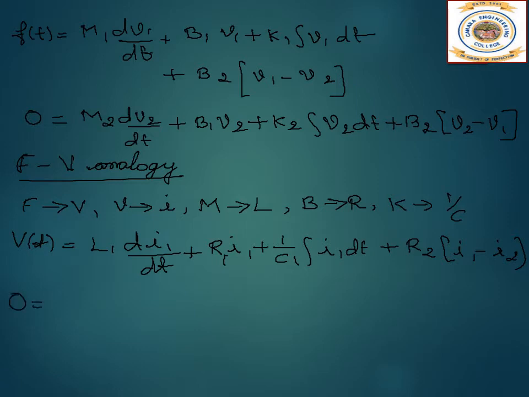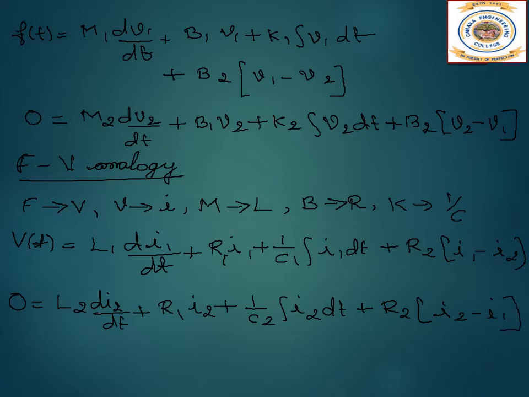Second equation, 0 equal to M2 will be L2 di2 by dt plus B1 is R1 I2 plus K2 is 1 by C2 integral I2 dt plus B2 is R2 into I2 minus I1. So now we have got these two equations. Now using these two equations, we will have to draw the electrical circuit.